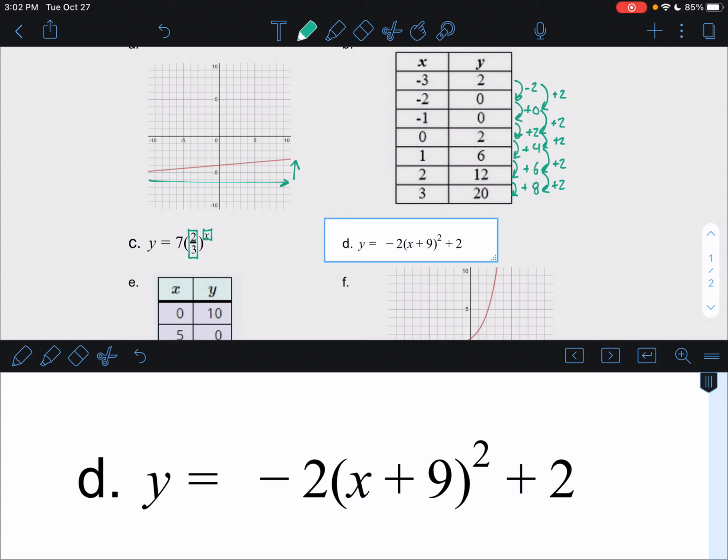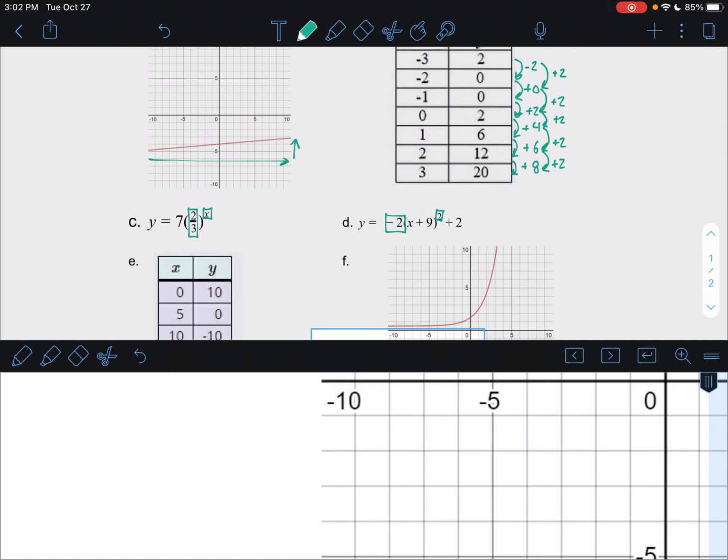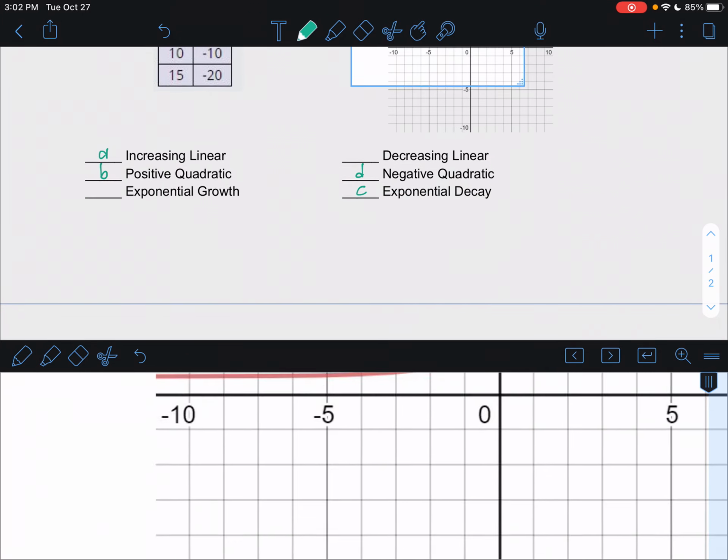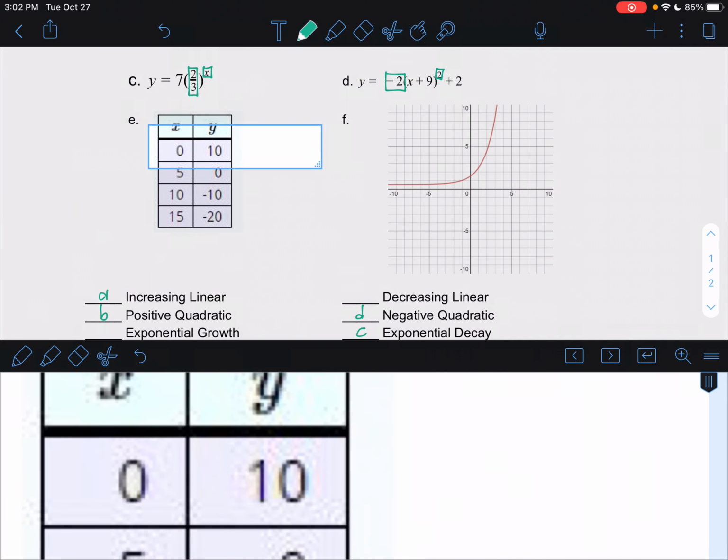This one, D, I see a 2 in the exponent, not an x in the exponent, just a 2. So since there's a number in the exponent, that's going to make it quadratic. And to determine with the quadratics written like this, I just have to look at the number out front. So since that's a -2 out front, I know that this is going to be negative quadratic. So D, negative quadratic.